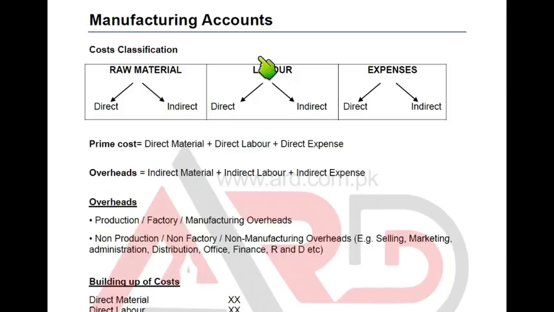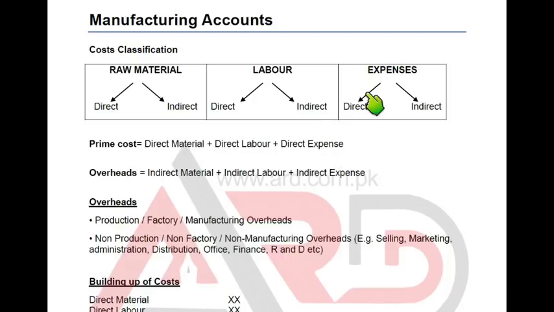The supervisor cannot be traced to each and every product because the supervisor is not directly working on a particular product. The supervisor is roaming around in the factory and he is just seeing whether everyone is doing his or her job well or not. So supervisor is an indirect labor. Similarly, there are other types of labor such as watchman, security guard. These are all indirect labor.